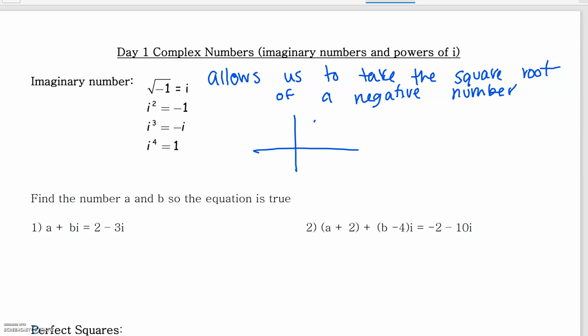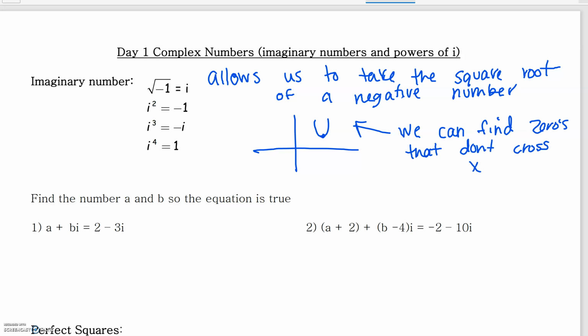So what this kind of looks like is we have our quadratic up here where we can't find the zeros, because we know that it has to touch the x-axis. And so if it's not touching, we can find zeros that don't cross the x-axis.